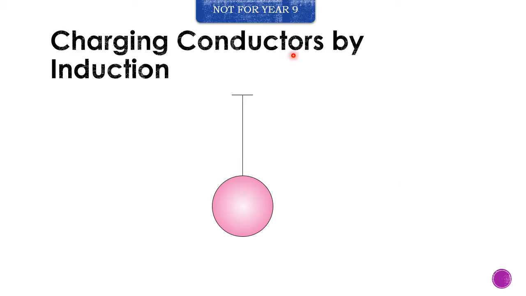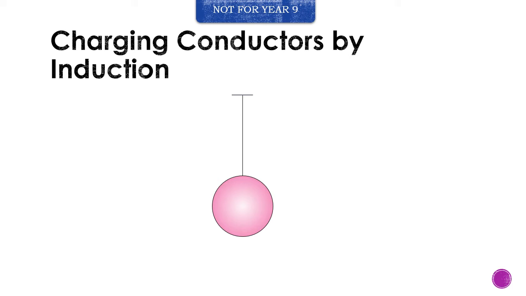This is again not for year 9s, because in year 9 we didn't talk about how we can charge a conductor. Conductors already have free moving electrons. So how do we charge something that already has free moving electrons? Again, you make it either lose or gain these electrons. And this is quite simple.